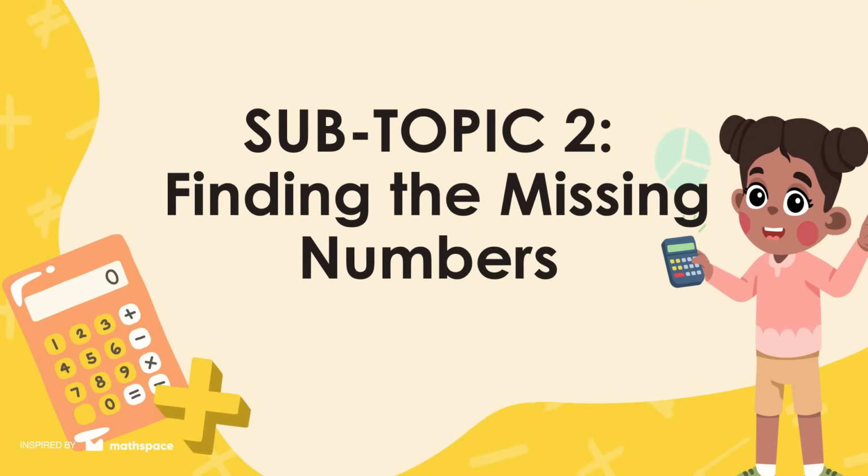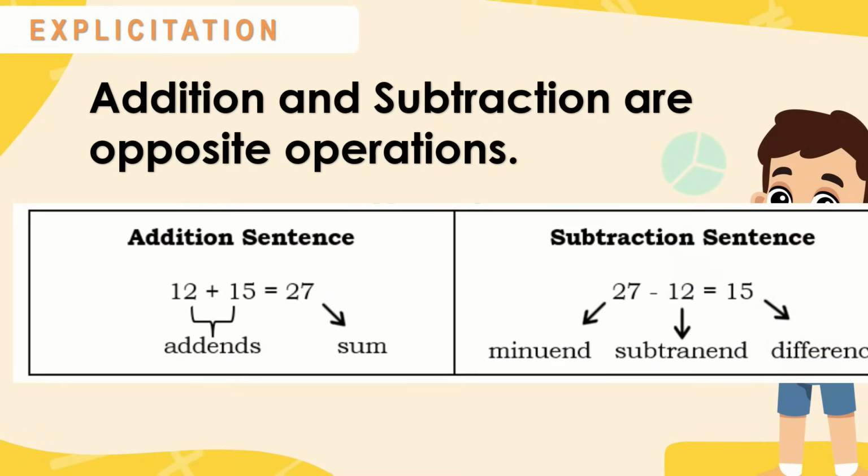Subtopic 2, finding the missing numbers. Addition and subtraction are opposite operations. In the addition sentence, 12 plus 15, the 12 and 15 are the addends, and 27 is the sum. For the subtraction sentence, 27 minus 12 is equal to 15. 27 is the minuend, 12 is the subtrahend, and 15 is the difference.